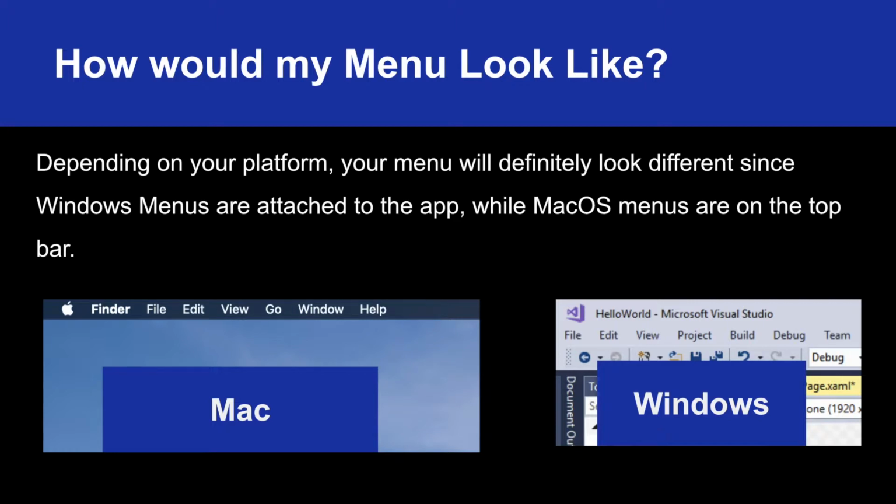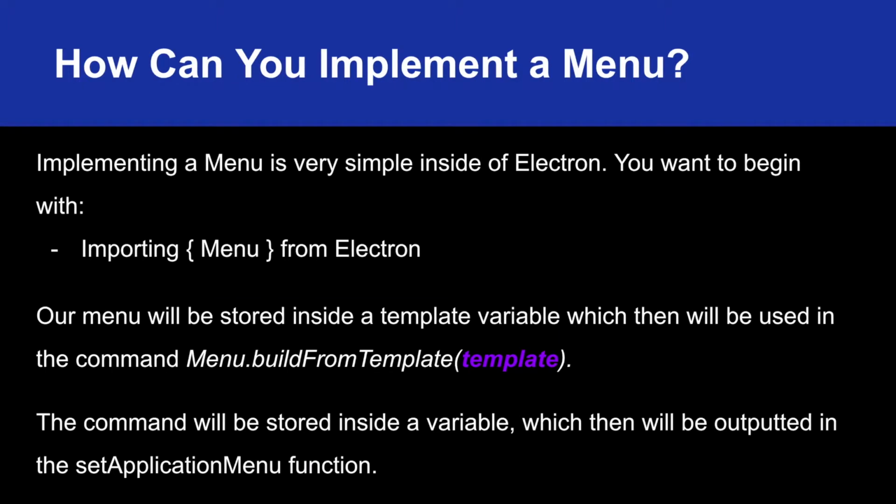But what we'll be learning is called a frameless app, which will allow you to get rid of the menu on a Windows machine and just have your app, alright? I'll teach you guys that also. And then on the Mac, it'll be on the top, alright? Very simple. So how can you implement a menu?